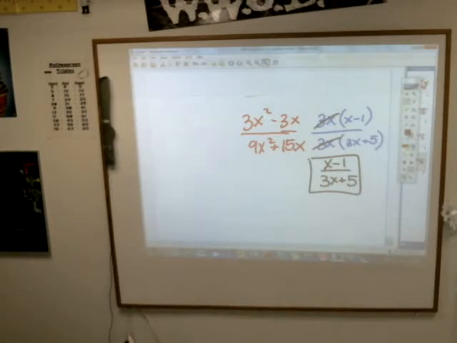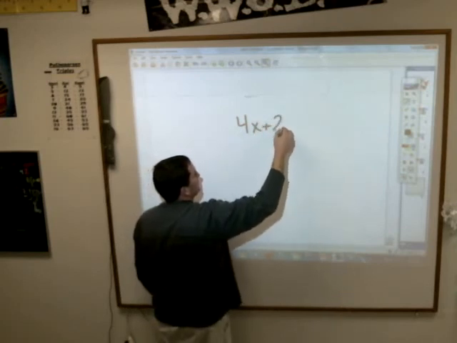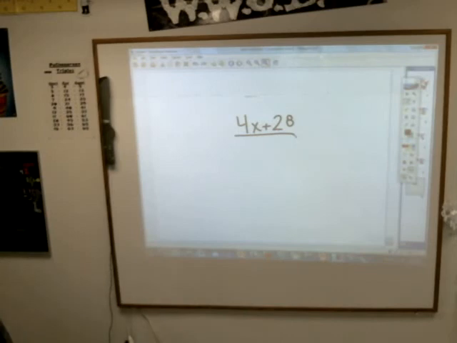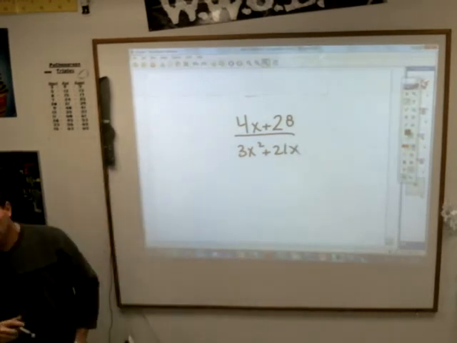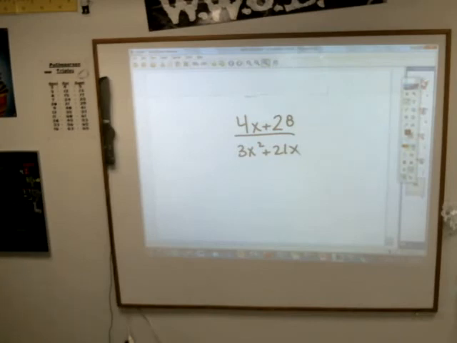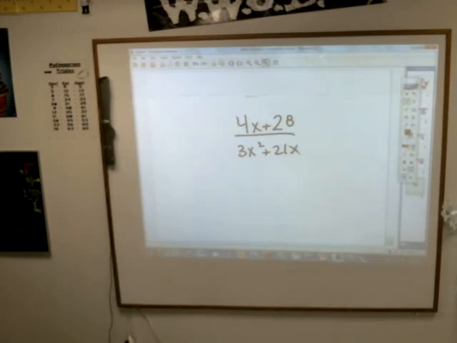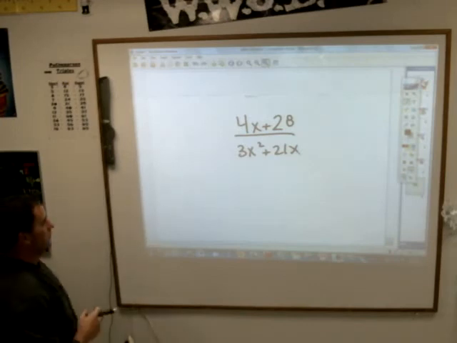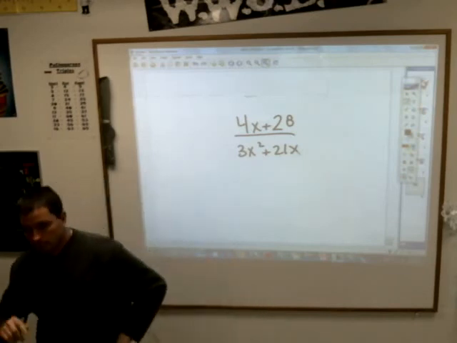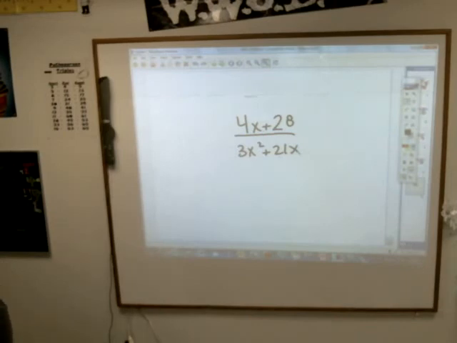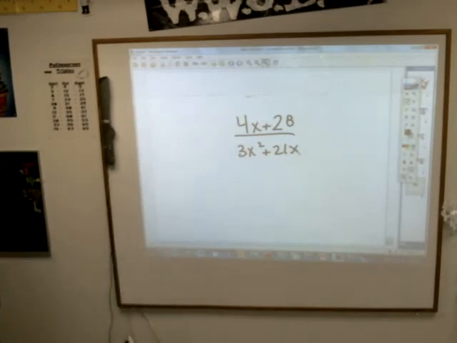One more, just for fun and excitement. 4x plus 28 over 3x squared plus 21x. Too easy? Too hard? Too bad?